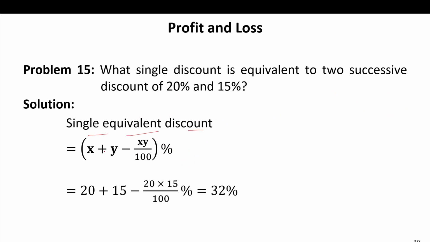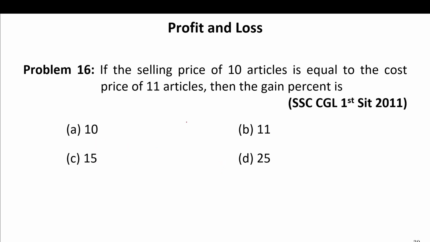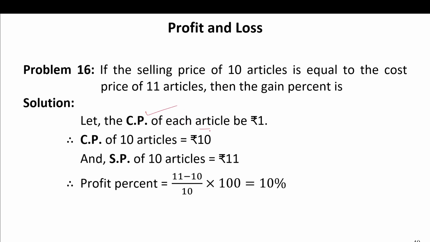This question appeared in SSC CGL first sitting 2021 paper. So single equivalent discount is equal to X plus Y minus XY by 100, right? This much amount of percent. So 20 plus 15 minus 20 into 15 by 100 is equal to 32%. So let's see, if the selling price of 10 articles is equal to the cost of 11 articles. Okay. So CP of each article will be 1 rupee. Then CP of 10 articles will be 10 rupees. SP of 10 articles is equal to 11 rupees. So profit percentage will be 11 minus 10 by 10 into 100. That is 10%.